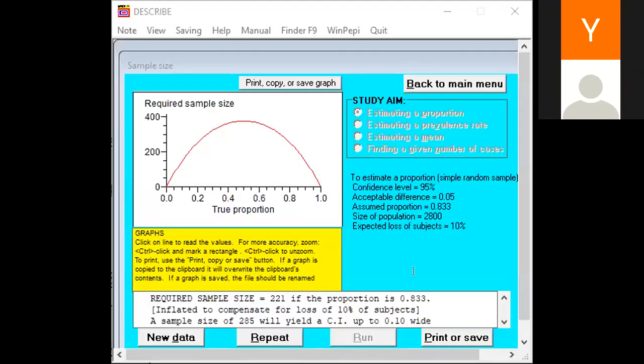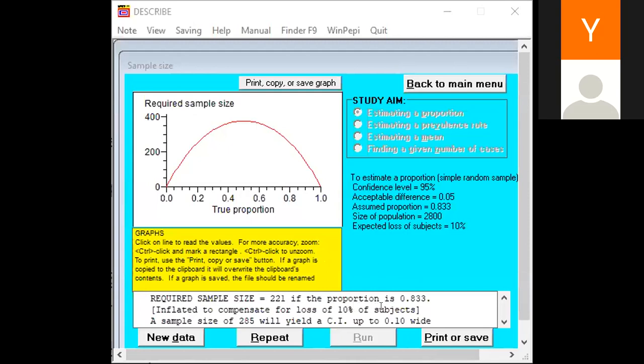Okay, we have talked about the proportion now. So when they say it will yield a confidence interval of up to 0.01, what does that mean? I heard it said 0.01 wide. It's not 0.01, they put 0.1, 10%. Oh, okay, it's 10%. So what does this statement mean? Inflate the required sample size if the proportion is this, and so the sample size for a loss of 10% of subjects.